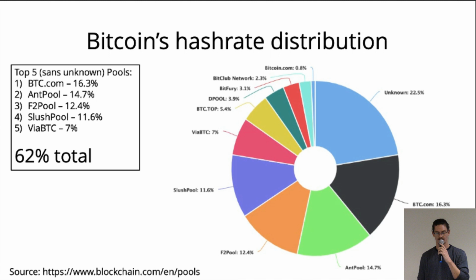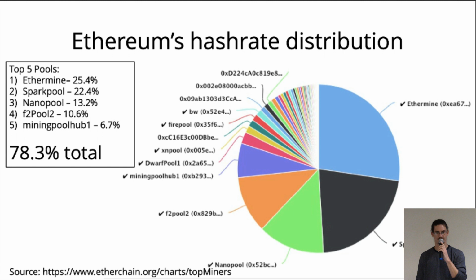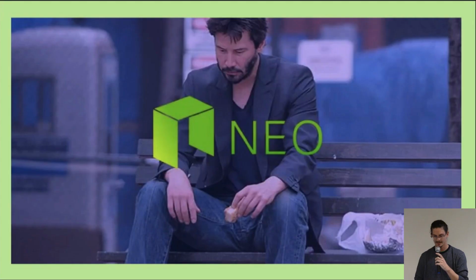So Bitcoin's hash rate distribution, the top 22.5% is from an unknown group or entity. And then beyond that, the next five mining pools comprise 62% of Bitcoin's hash rate distribution. And with Ethereum as well, the top five mining pools comprise 78.3% of the total hash rate distribution. And these were taken on January 2, 2019. So these are screenshots from both the blockchains.